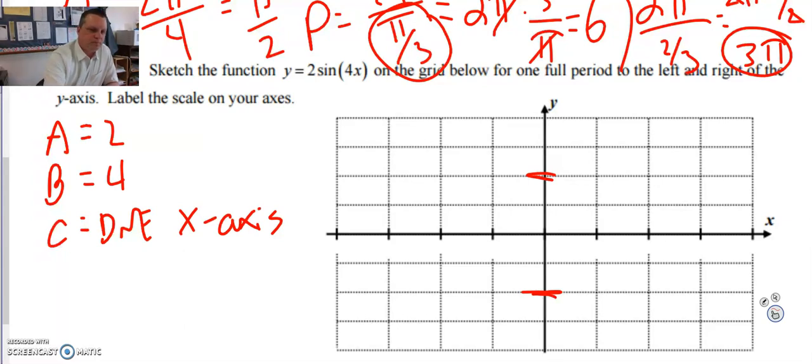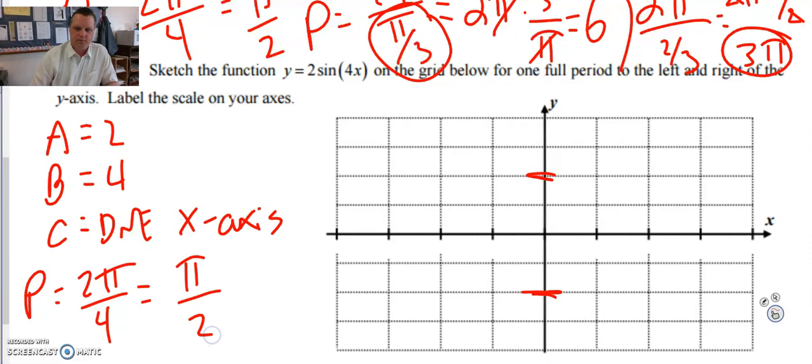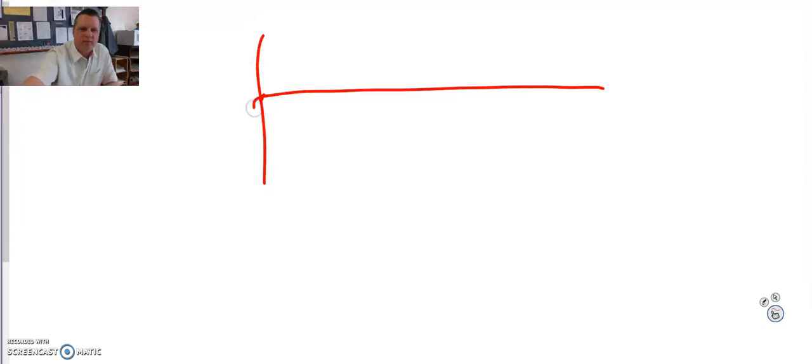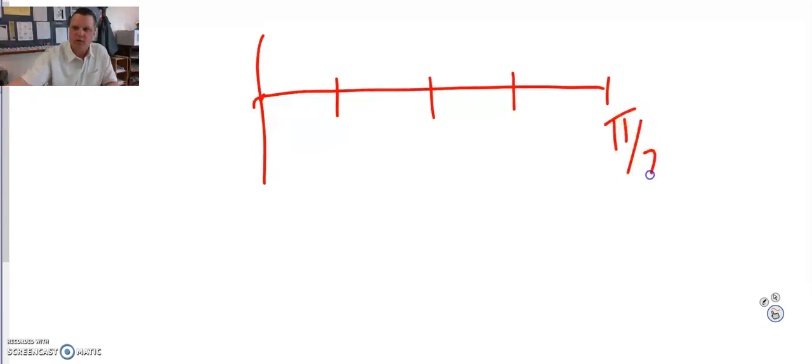My B is 4. That means my period is 2 pi over 4, which is pi over 2. Now, we want one full period, and that's it. So this here is going to be pi over 2. Okay? Now we have to have all these other values. So what I'm going to do is go to a new sheet of paper and show you how to find those values. So this is my starting. 1, 2, 3. 1, 2, 3. And here's your pi over 2.